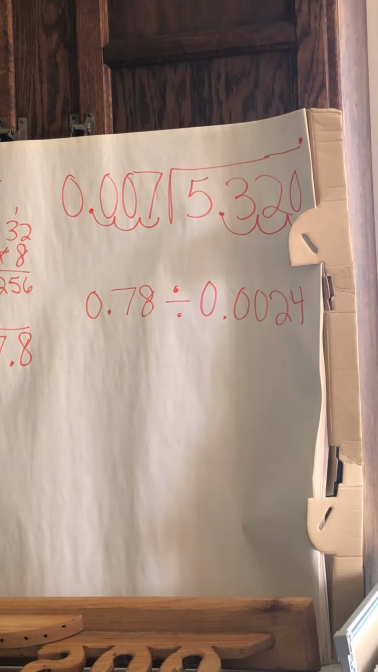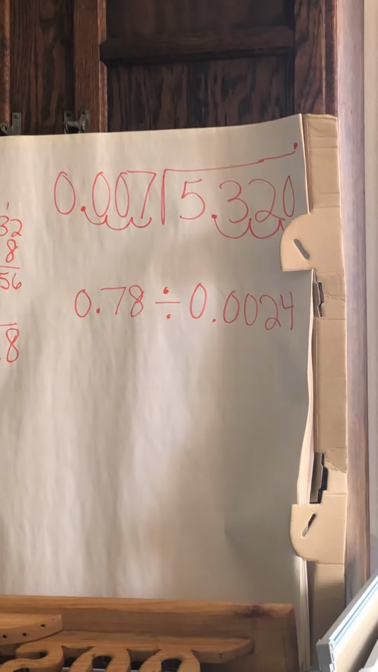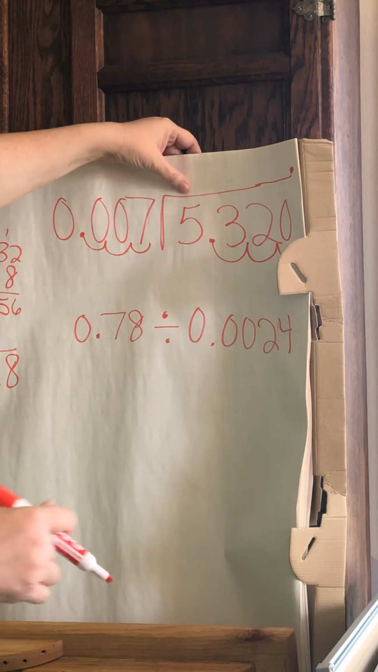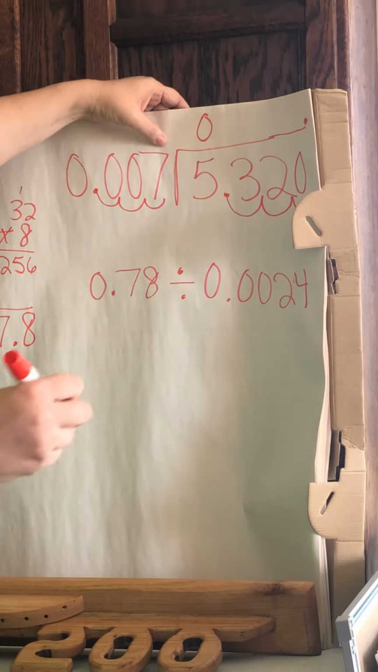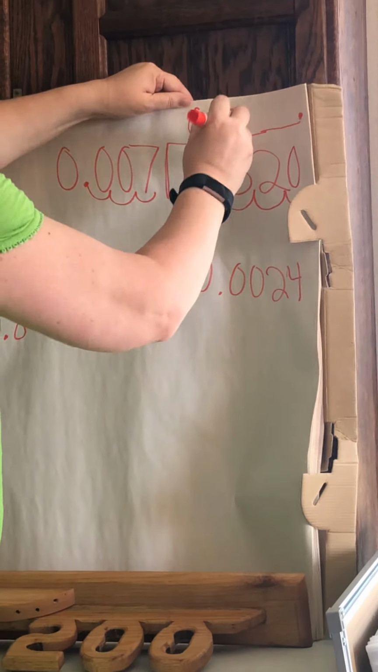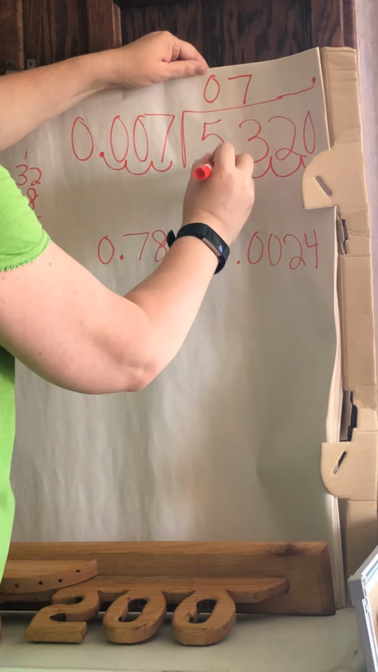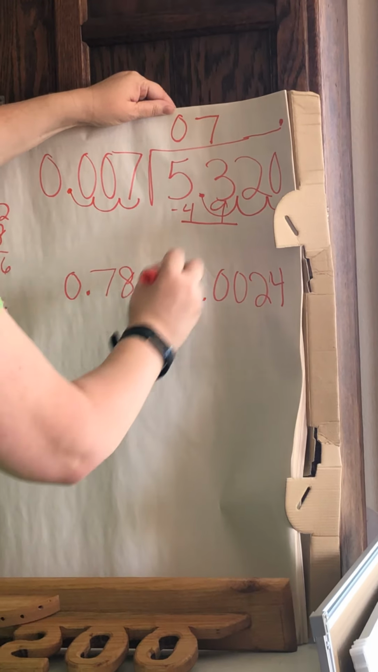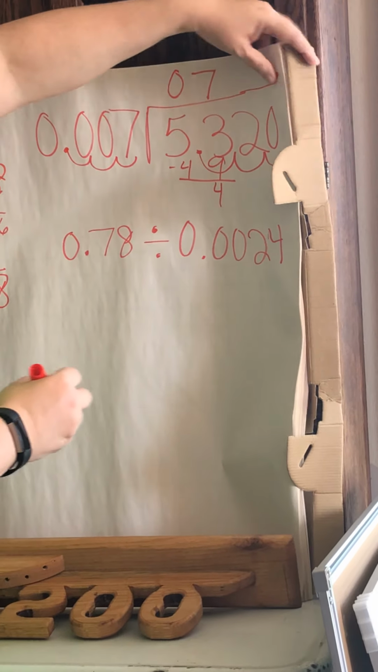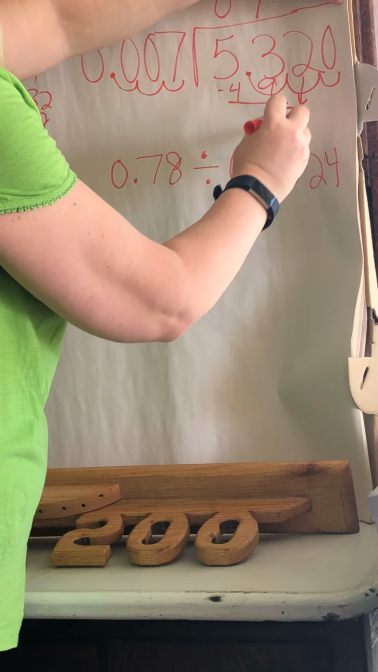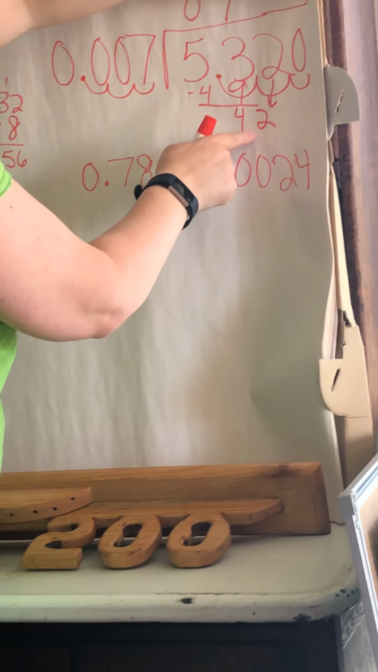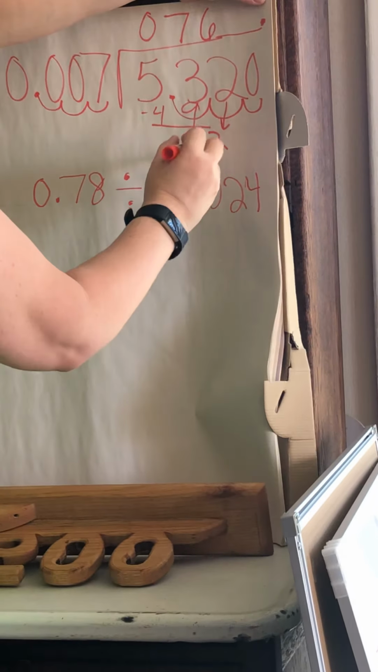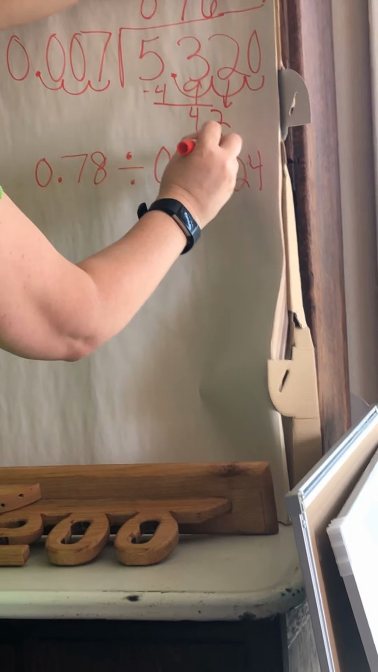Now, I'm not going to say, oh, 0, 0, 0, 7 can go into this. I'm just going to say 7, okay? 7 cannot go into 5. I'll put a 0. 7 can go into 53 7 times. 7 times 7 is 49. 53 minus 49 is 4. Carry down this 2. 7 goes into 42. Well, it goes in 6 times. 7 times 6 is 42. I have nothing left over.